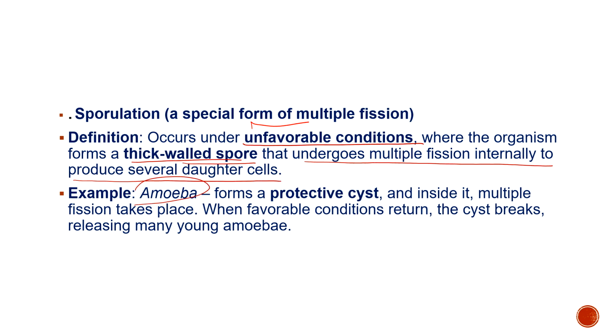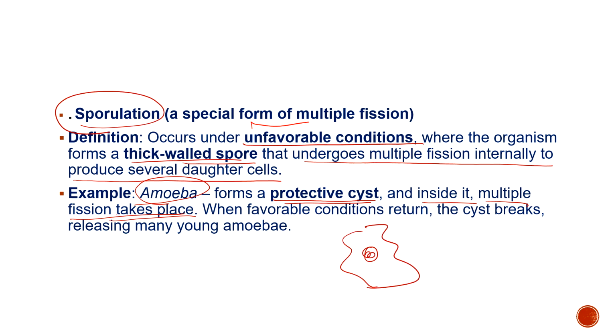Now, in case of amoeba, what happens? A protective cyst forms outside its cell wall, and inside it, multiple fission takes place. Okay, and when favorable conditions return, the cyst breaks, releasing many young amoebae. So now if I show you the diagram of this sporulation, you will understand what is happening in amoeba.